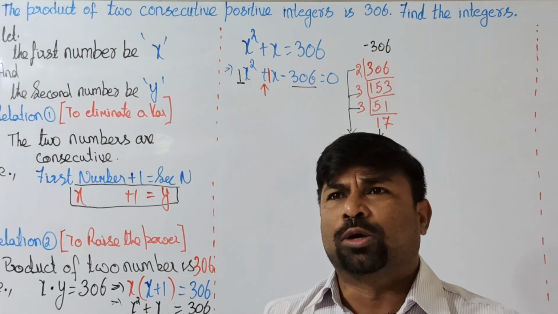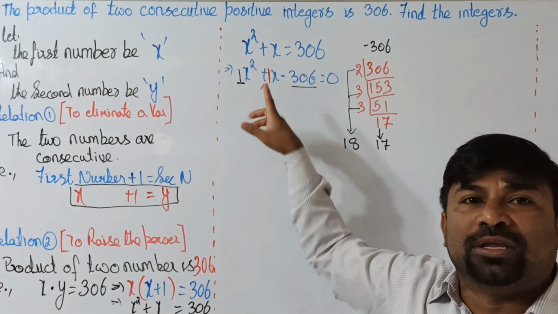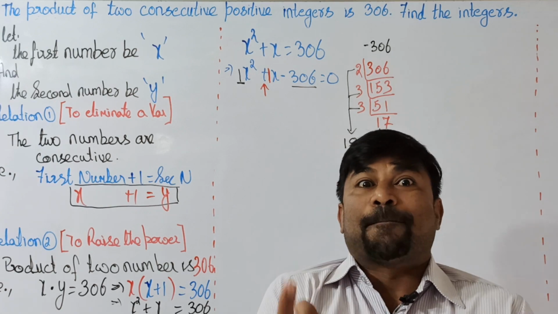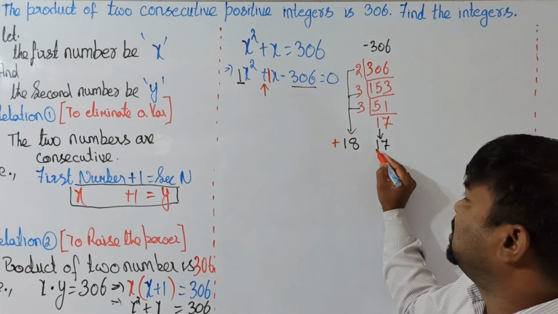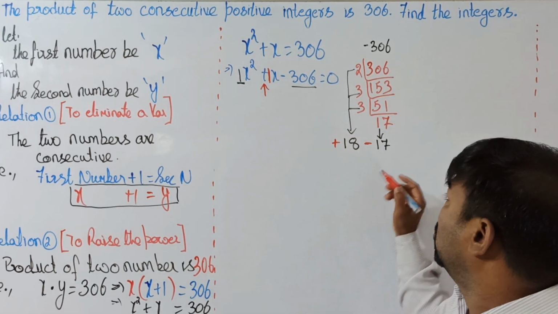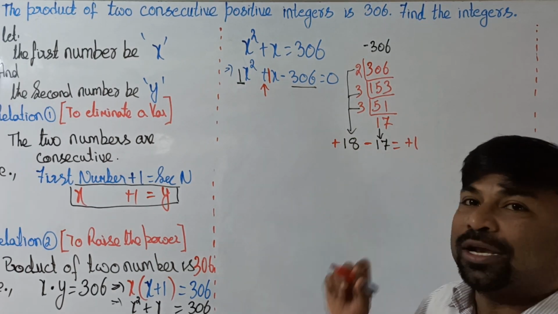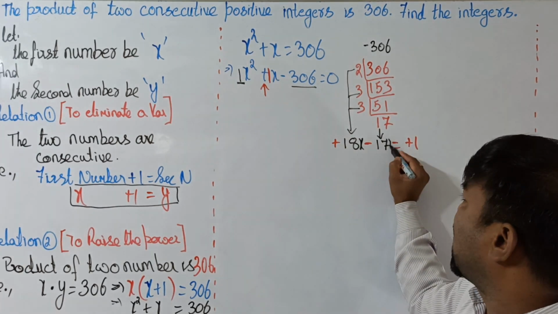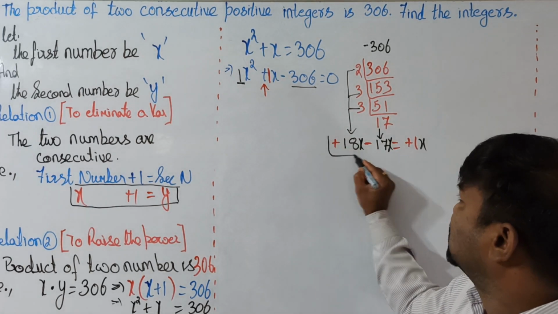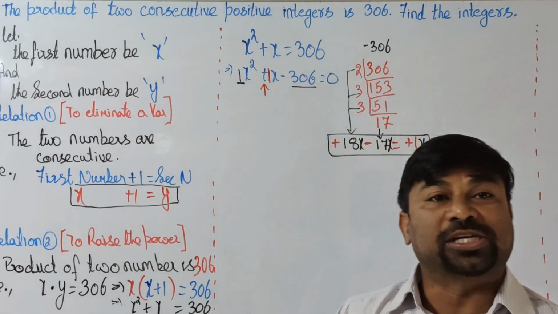Now what can I do so that I get the quotient 1? So I took the subtraction of that. I took plus 18 and minus 17, which equals plus 1. So what is the quotient there? What is the variable there? It's x. This is the set of numbers I'm planning to take now.